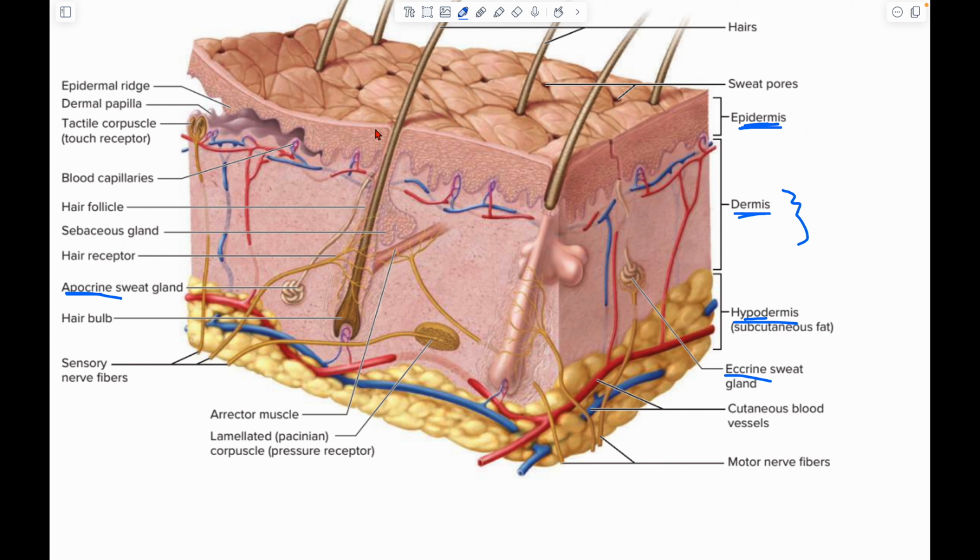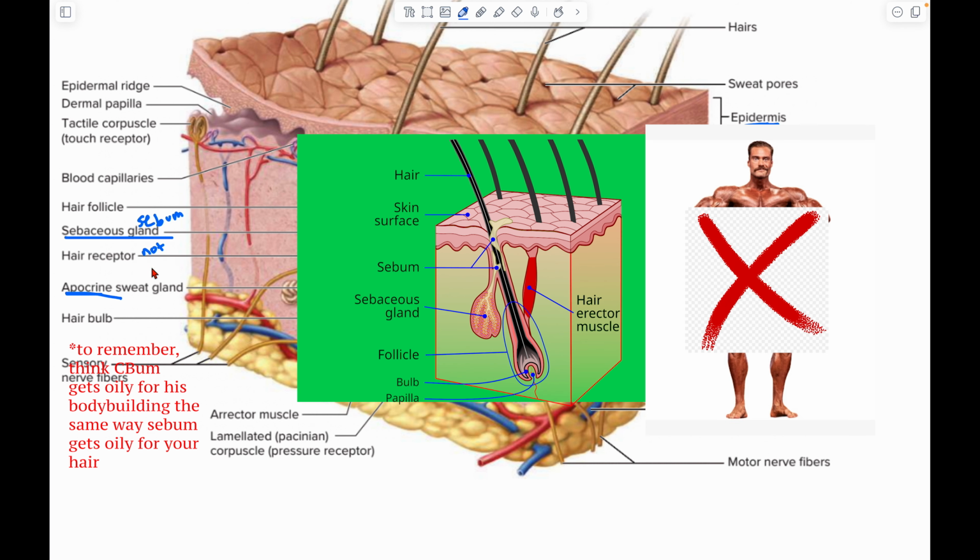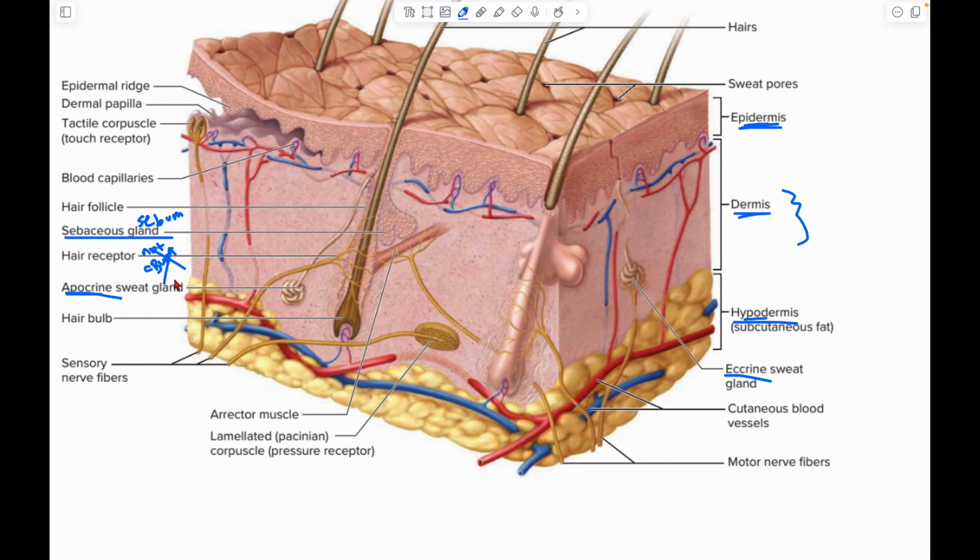Moving on, we have the sebaceous gland over here. This gland produces an oily substance called sebum. Not the bodybuilder Sebum, but S-E-B-U-M. This keeps our skin and hair moisturized, and also provides another layer of protection against certain environmental elements.